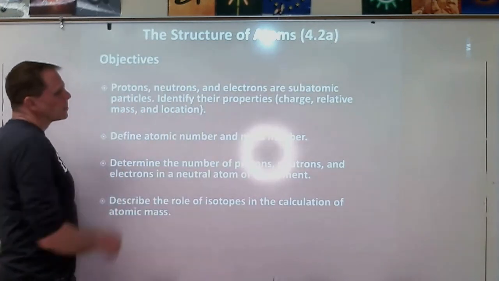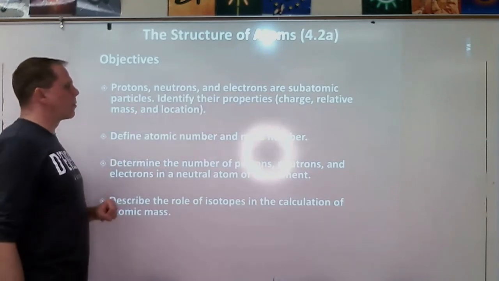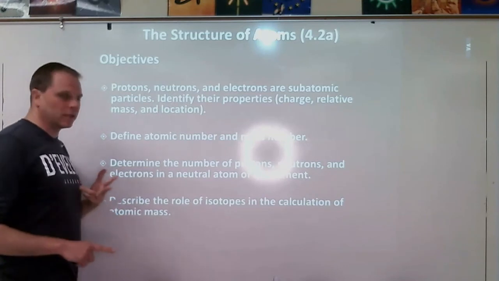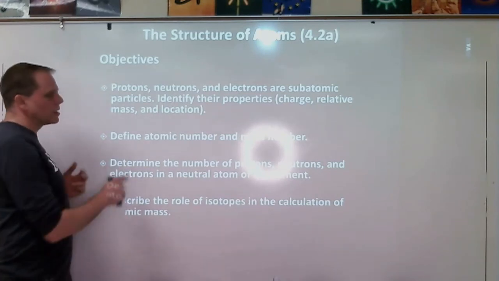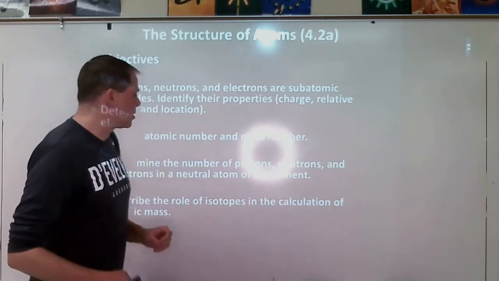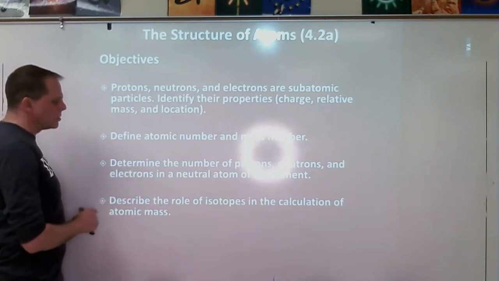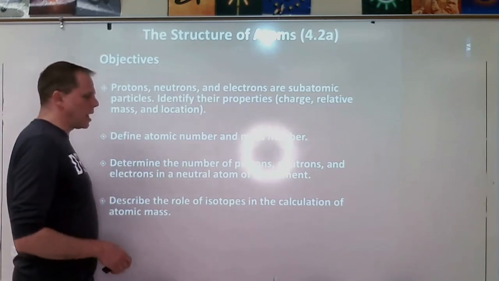Our objective today: let's look at the protons, neutrons, and electrons and identify their properties like the charge, relative mass, and location. We're going to define the atomic number and mass number. A lot of little terms here today. They're a little bit different from each other. We want to be able to distinguish those. And then we want to determine the number of protons, neutrons, and electrons in the neutral atom of an element.